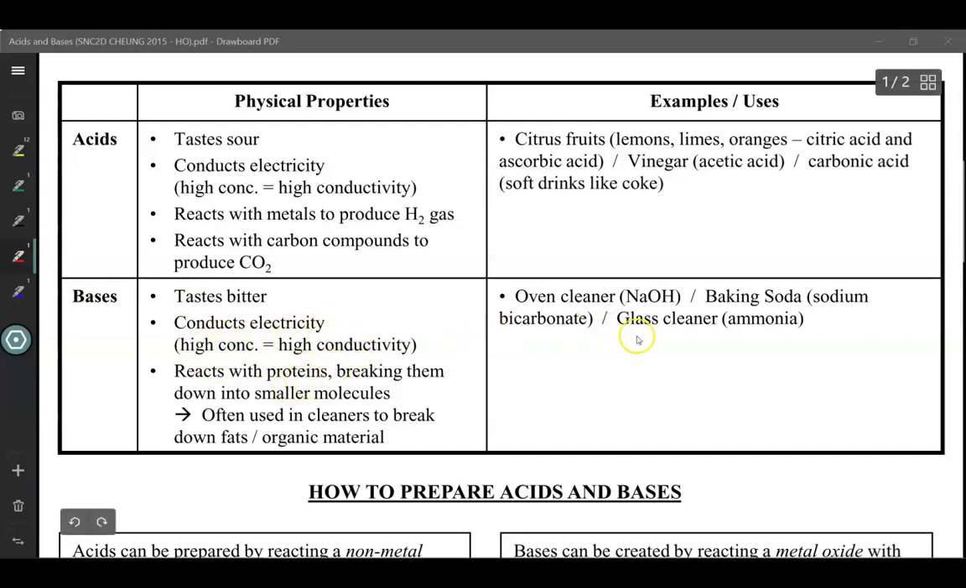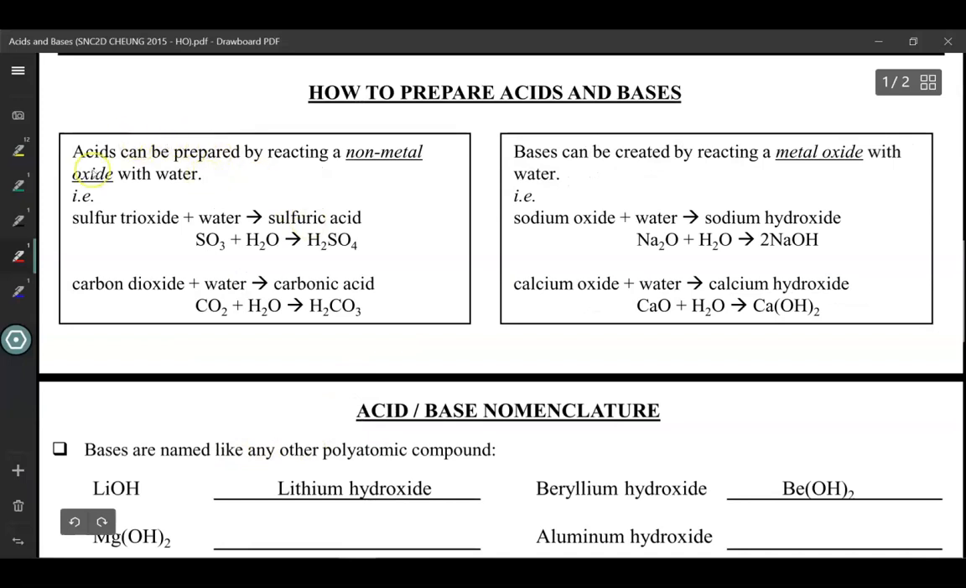Finally, the reason why most cleaning agents are basic in nature is because they're able to react with proteins and other organic compounds in order to break them down into smaller molecules. So large molecules like fats and grease can be broken down by bases into smaller molecules, making it easier to clean them off. Now, we can create acids by taking a nonmetal and then burning it.